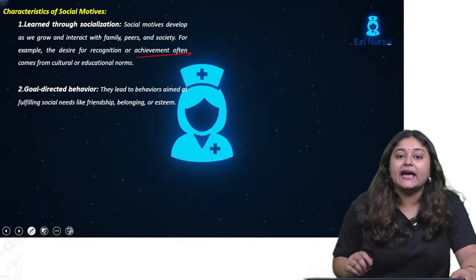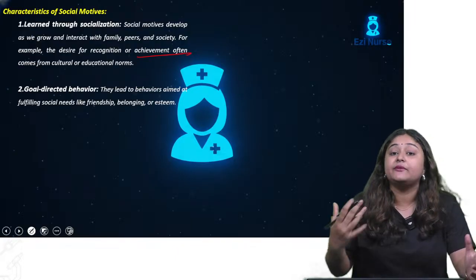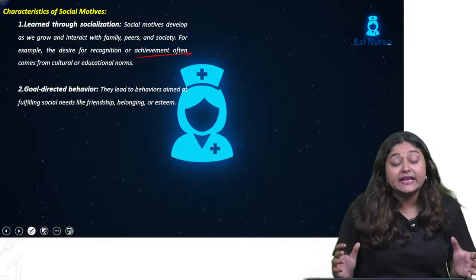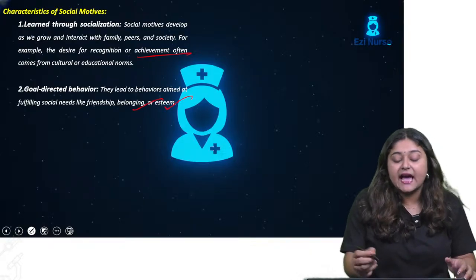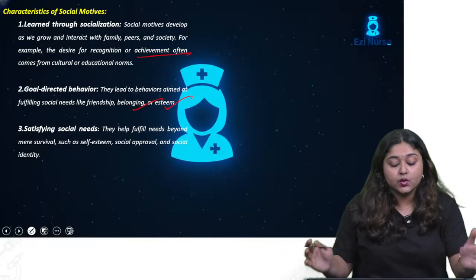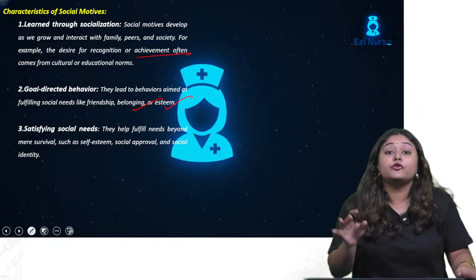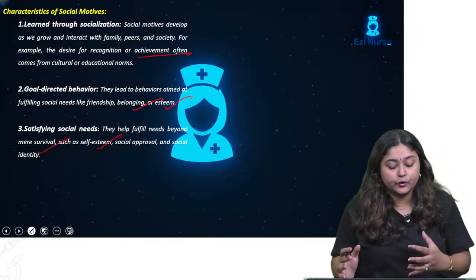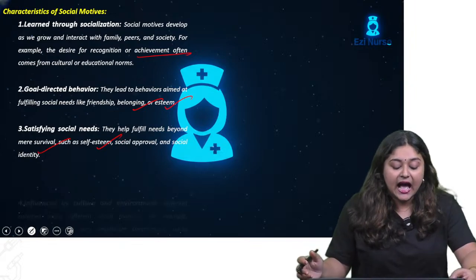Now come to the goal directed behavior. This leads to behavior which is aimed at fulfilling your social ideas or social needs like friendships, belonging as well as esteem. Now come to the next, that is satisfying social needs. In this, they are mainly helpful for fulfilling needs beyond mere survival, such as self-esteem and approval, social approval and social identity.